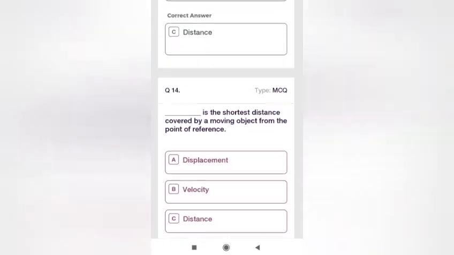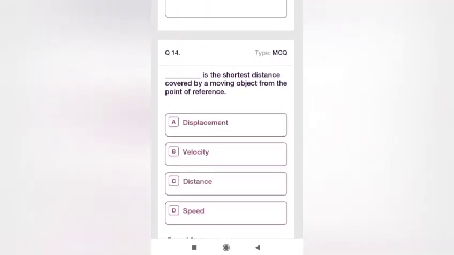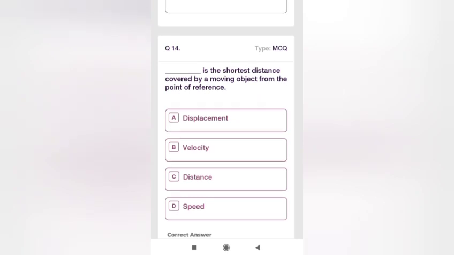Dash is the shortest distance or shortest path covered by an object from the point of reference. Is it displacement, or velocity, or distance, or speed? The shortest distance, we call it displacement. So option A is the correct answer.